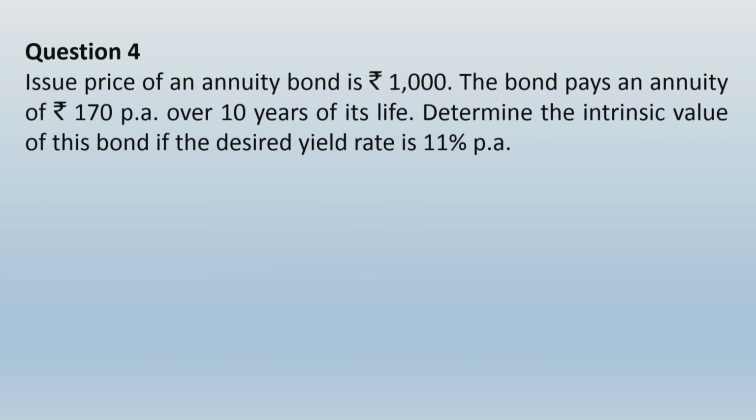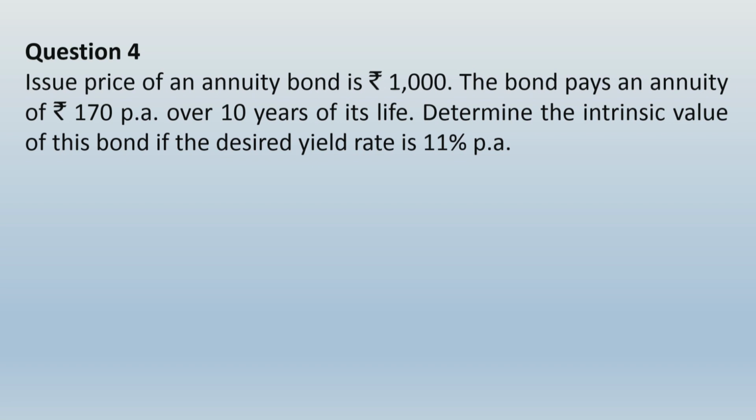So, question number 4, let us read this question. Issue price of an annuity bond is rupees 1000. Bond pays an annuity of rupees 170 per annum over 10 years of its life. Determine the intrinsic value of this bond if the desired yield rate is 11%.